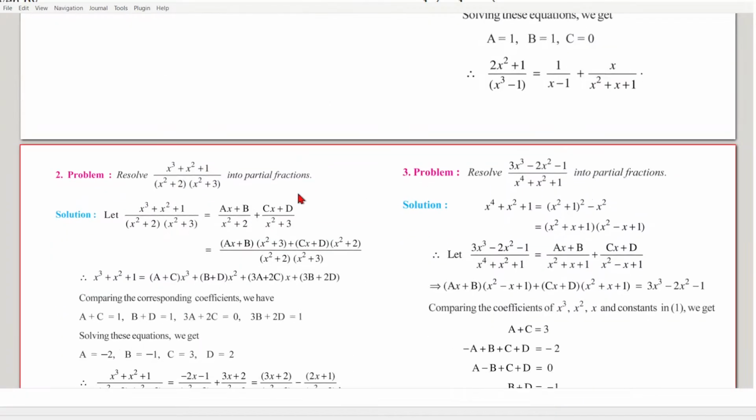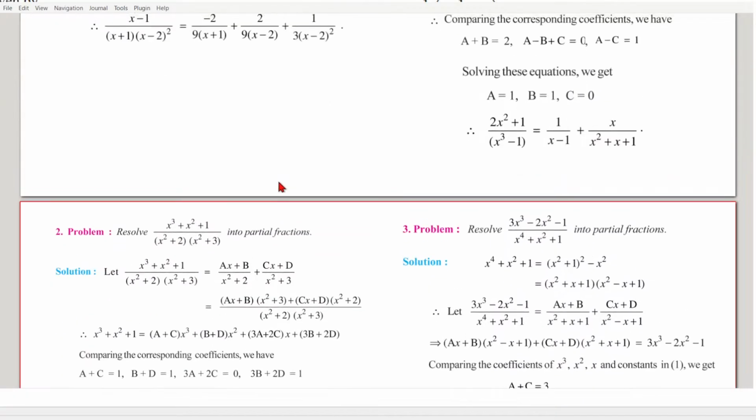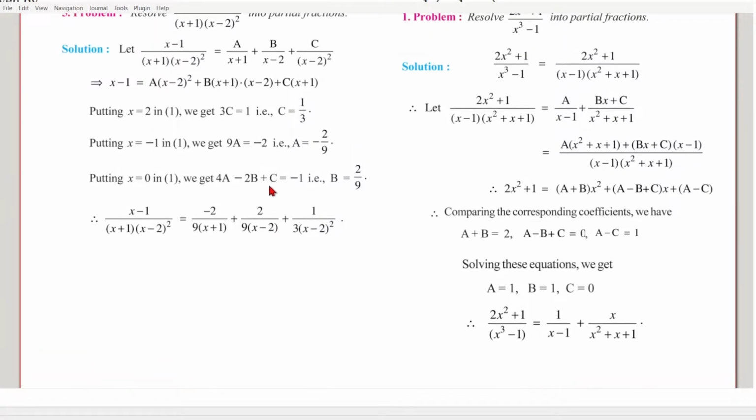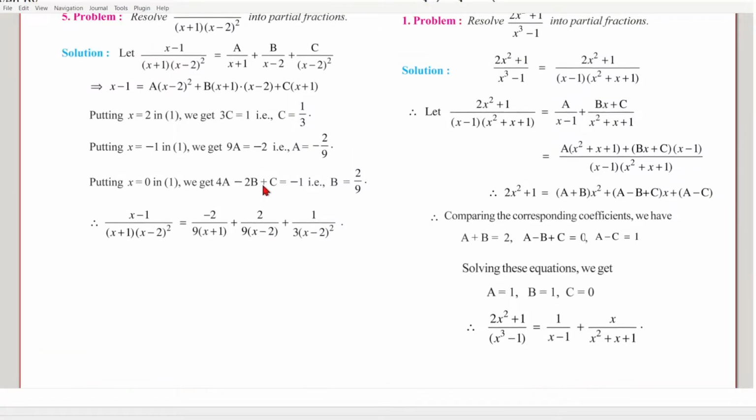Sir, can we do it without breaking the denominator, the cubic function? I didn't understand. Can we do the sum without breaking x cube minus 1? No. See, why are we doing this breaking? Because this one we don't know how to integrate. This one we know how to integrate. This one we know how to integrate. That is the original idea.